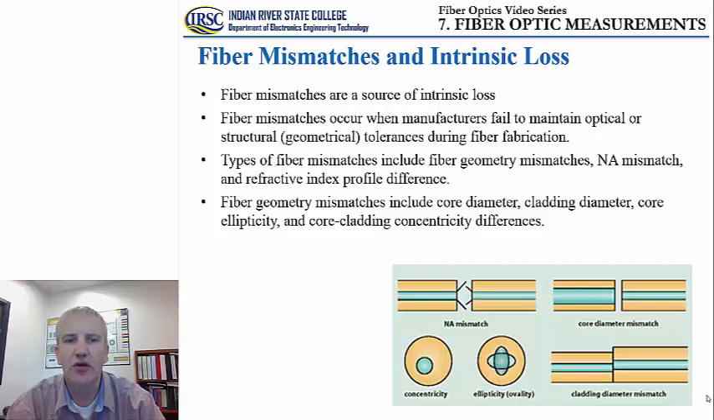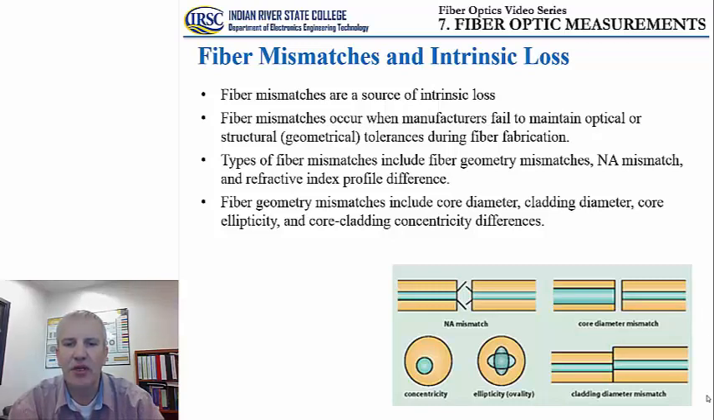When we are talking about fiber geometry mismatches, we are talking about changes in the core diameter, in the diameter of the cladding, core ellipticity, core-cladding concentricity differences. So all these different failure scenarios create loss of an optical signal as the signal propagates along the fiber, as shown visually on this slide.